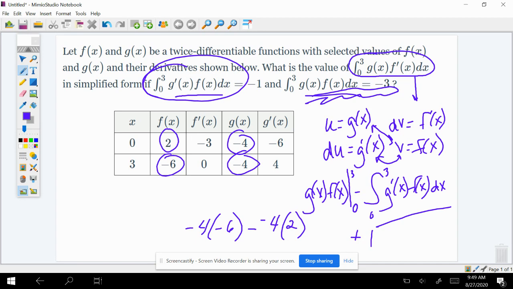So you end up getting 24 minus a minus would be plus 8, which is 32, plus the one that's been hanging out here that we knew. So your answer for this is 33.